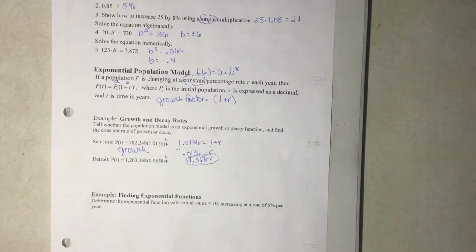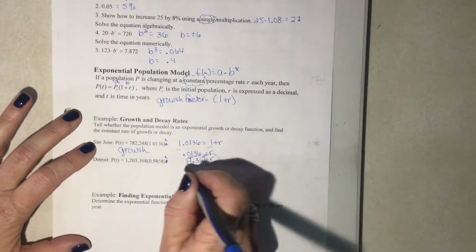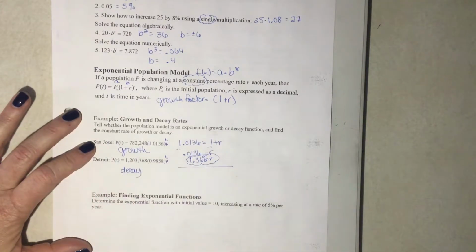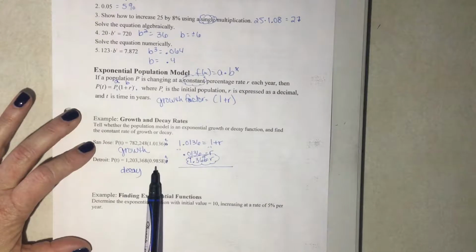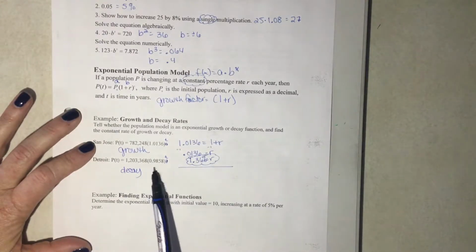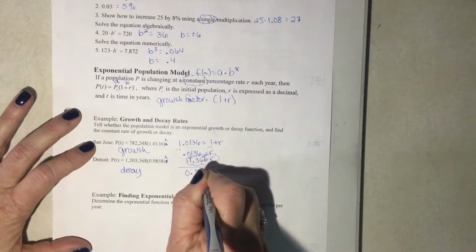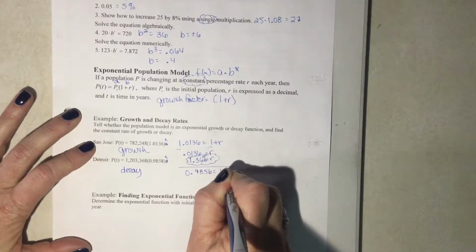All right, so now let's look at Detroit. Do I have a growth or decay? Decay. How'd you find that as a decay? It's less than 1. So I'm going to take my growth factor, which is 0.9858, set that equal to 1 plus r.